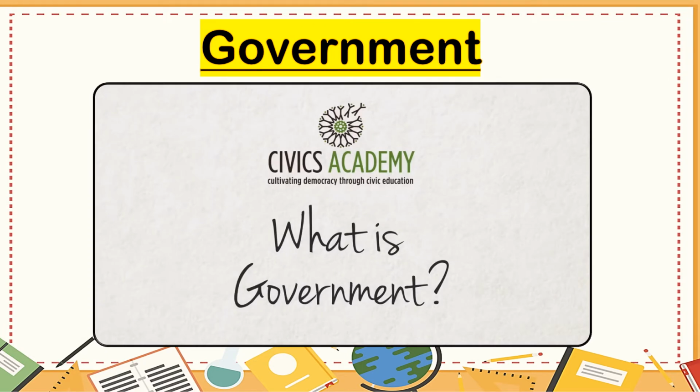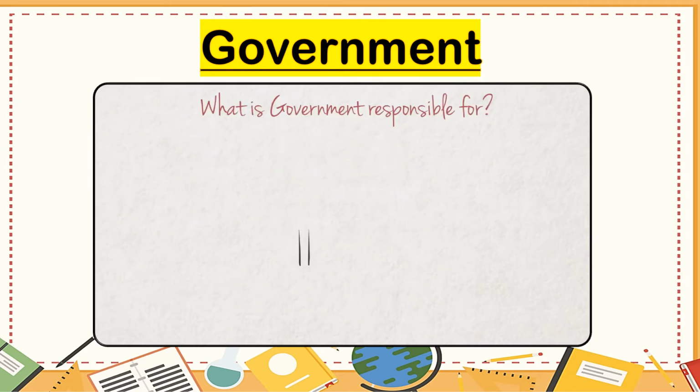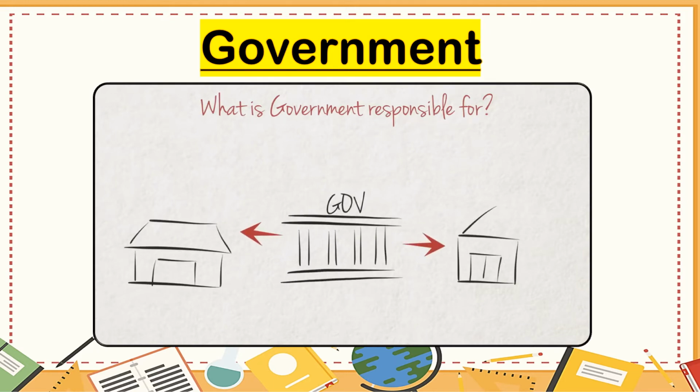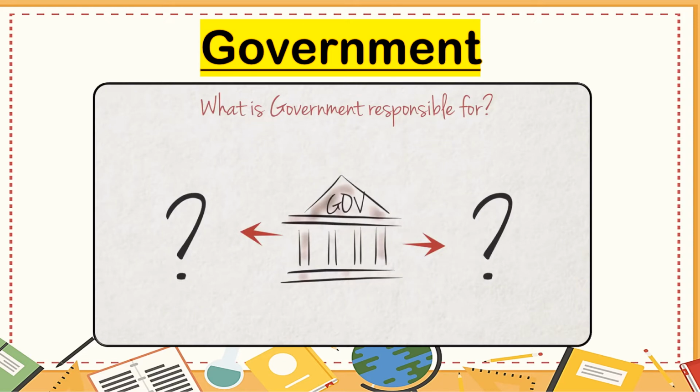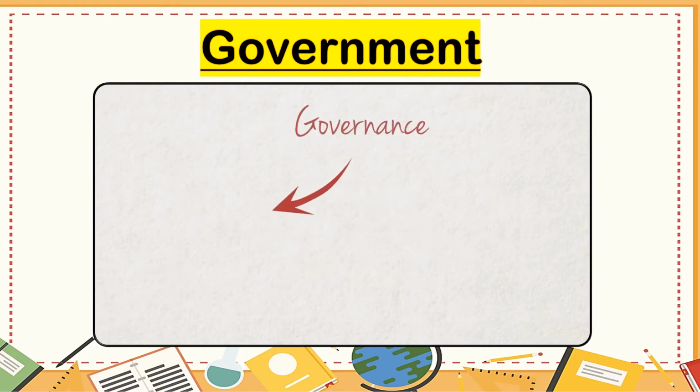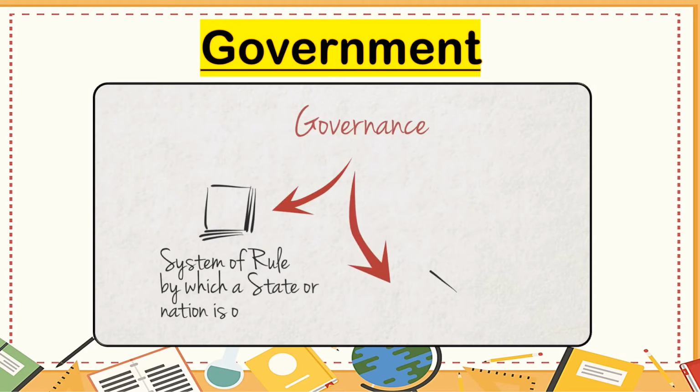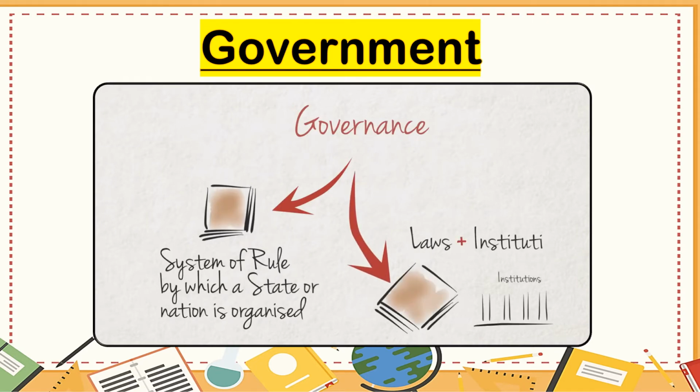What is government? We often hear that the government makes all the decisions, or that the government will build schools and hospitals. But do we know what government really means and what it actually is responsible for? Governance is the form or system of rule by which a state or nation is organized and governed. This happens through a system made up of laws and institutions.